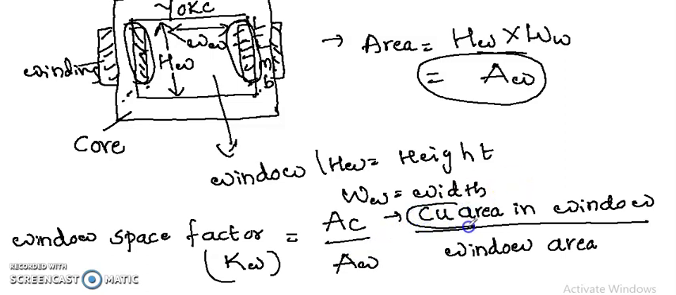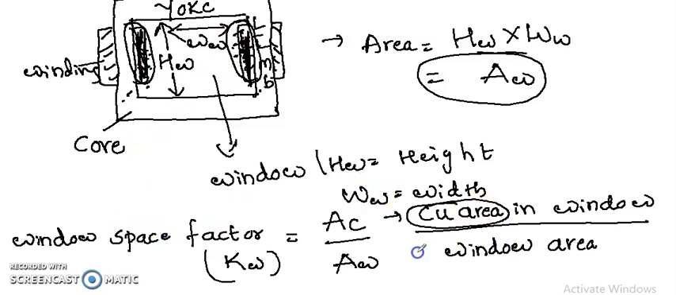What is the copper area in our window? Yes, these things. So this is the copper area. Windings are entering into the window, right? So the primary winding is the primary copper area, and the secondary winding is the secondary copper area. These two are the copper in the window. It has some space, right? These copper windings will definitely take some area of the window. That's why the copper area of the window divided by the total window area will give the window space factor.